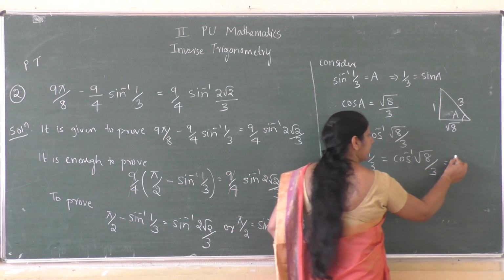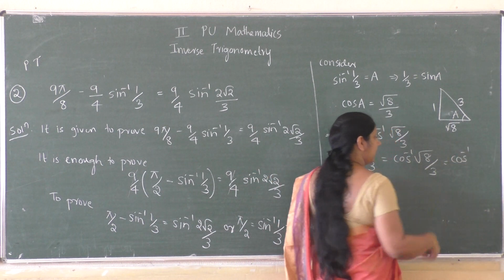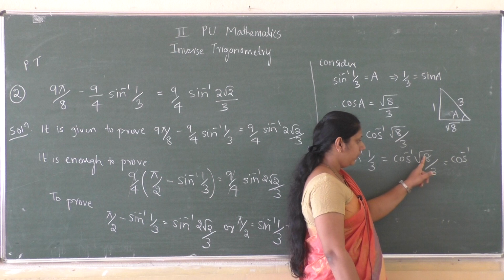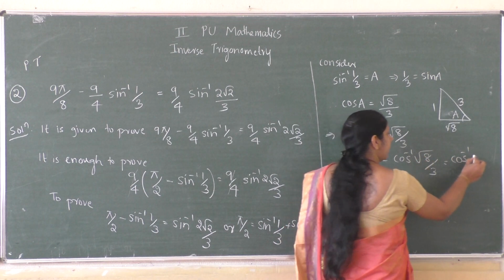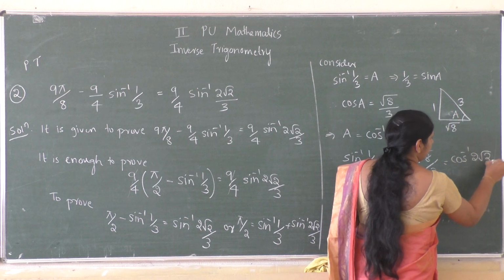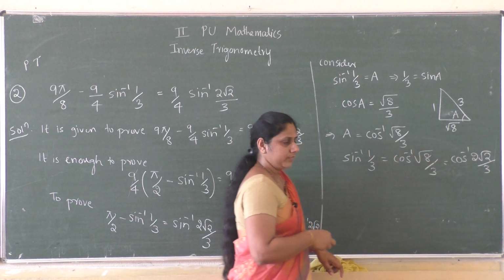But root 8 can be written as root of 4 into 2. Root 4 will be 2, right? So root 8 can be written as 2 root 2 by 3.